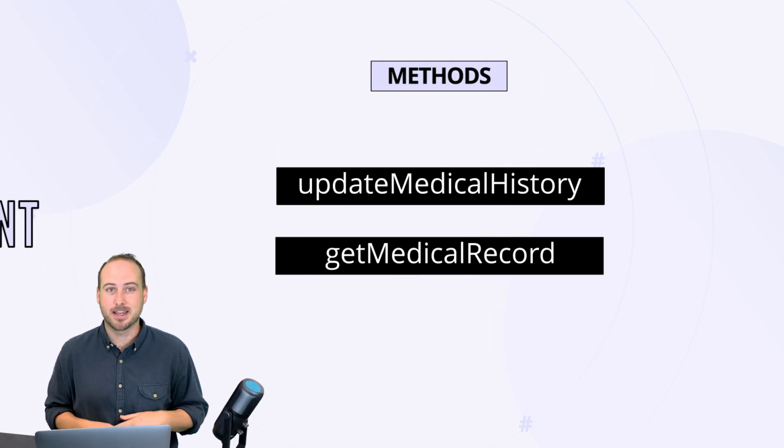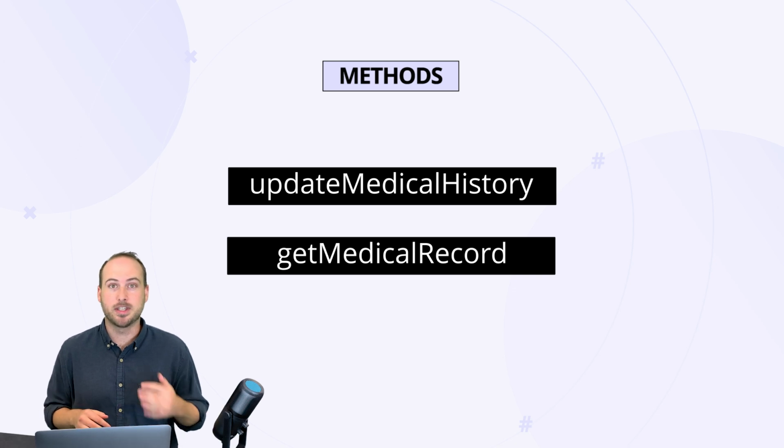In this system, doctors and medical staff interact with the patient's data through specific methods like updateMedicalHistory or getMedicalRecord. They cannot directly alter the internal data, such as the medical history or personal details, without going through these predefined methods. The encapsulation ensures that all interactions with the data are validated and tracked, protecting the patient's privacy and the integrity of the information.